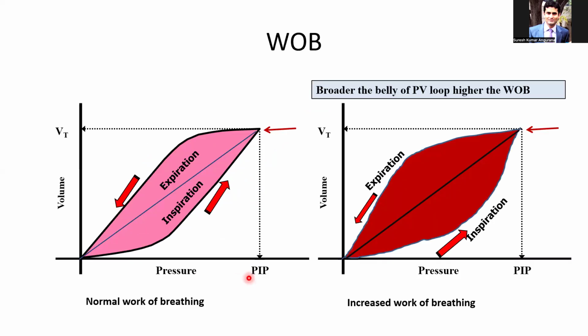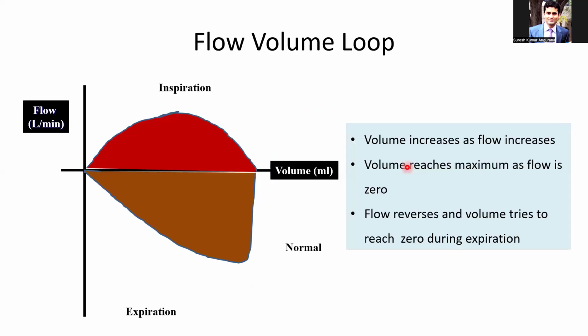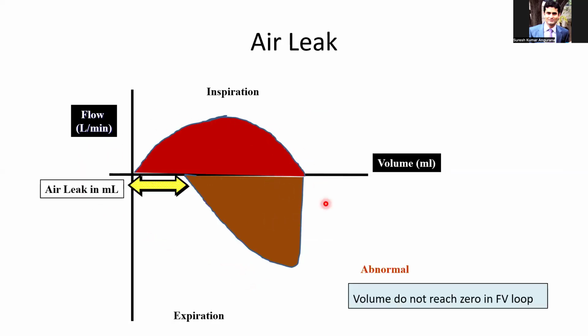We can have some information about work of breathing. If there is an increase in the width of the PV loop, it indicates that there is increased work of breathing. This is the characteristic flow volume loop where the flow is plotted against the volume. So this is the inspiratory part. During inspiration, there is an increase in flow, and at the end of inspiration, it returns to baseline. And then during expiration, there is rapid decay of flow to the peak expiratory flow rate, and then there is a gradual return to baseline, right? If there is an air leak, then this flow will not return to baseline, and this much flow has leaked somewhere in the circuit.